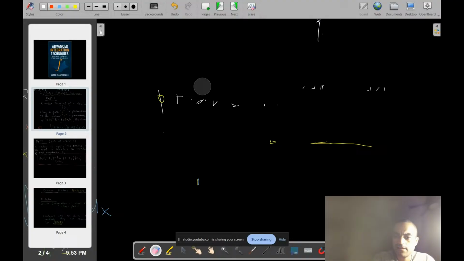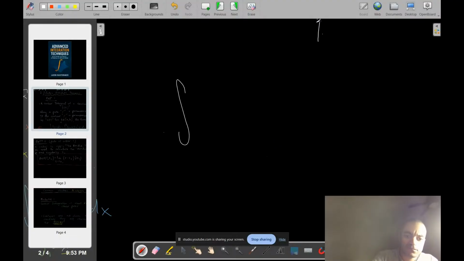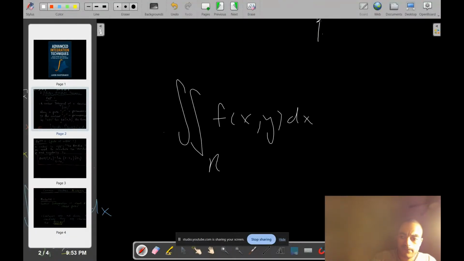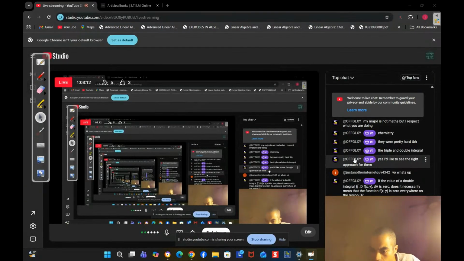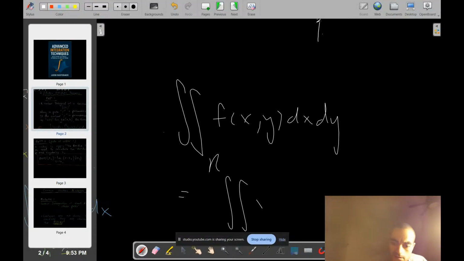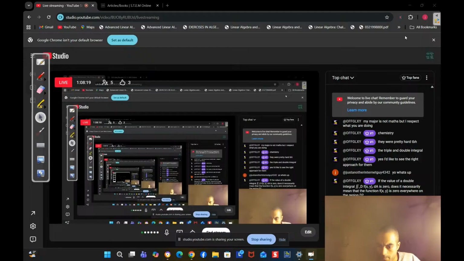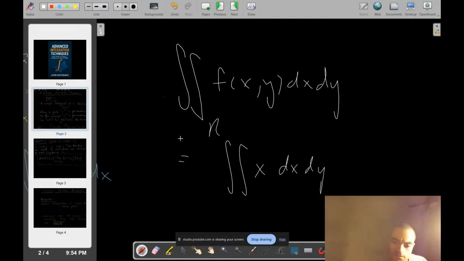Okay, so looking at the double integral, right? We're taking the double integral over the region of f of x, y, dx dy, and we're integrating this guy right here. f of x, y is x, so x dx dy, and the limits of integration are minus 1 to 1, and then minus 1 to 1 again.